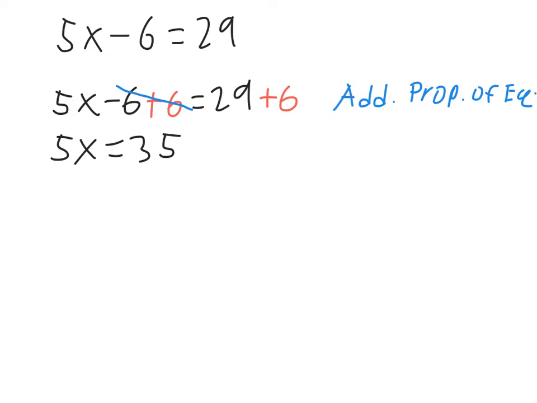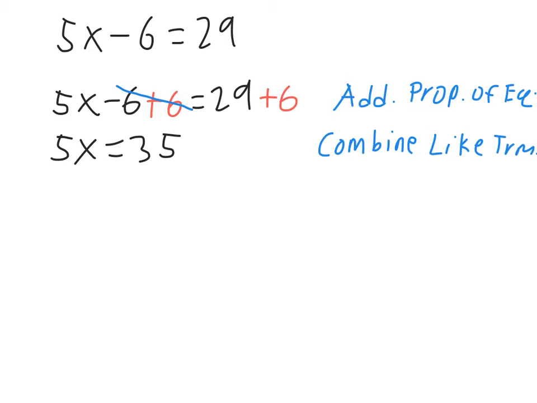Now we need to write down what we just did. We technically didn't do a property, we just simplified. And by simplifying, we combined like terms. So combine like terms, I'll abbreviate. Alright, so we combined like terms there.